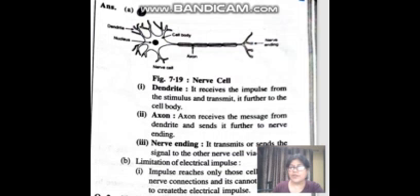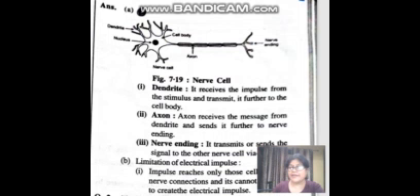Okay. Now, what is the function of the axon? This is your axon. After the cell body, this is your axon. Now the axon receives the messages from the dendrite, via the cell body, and sends them further to the nerve ending. From the axon, the information passes to the ending of this nerve cell.